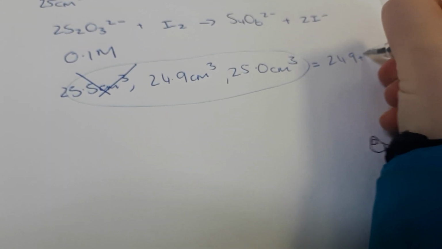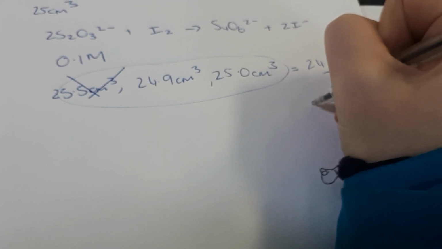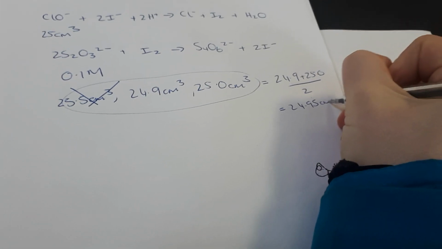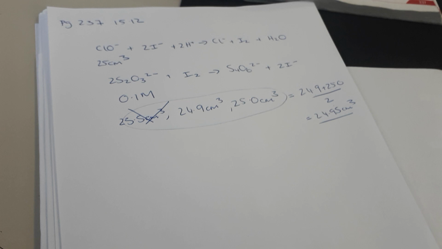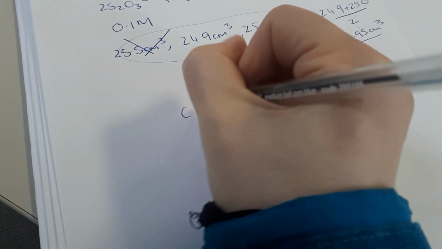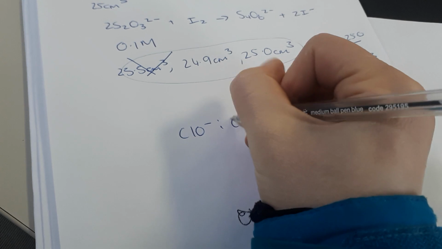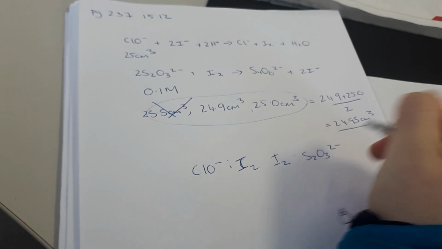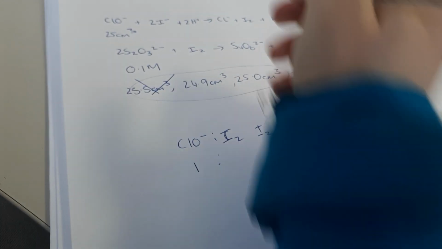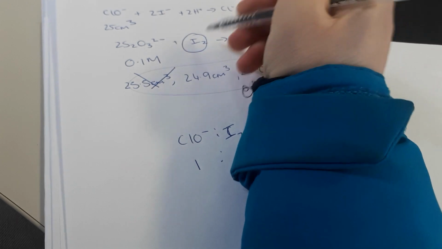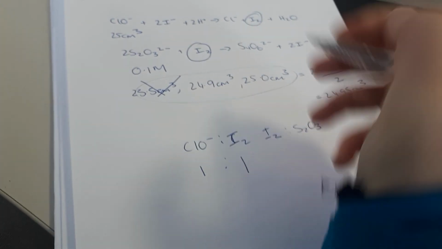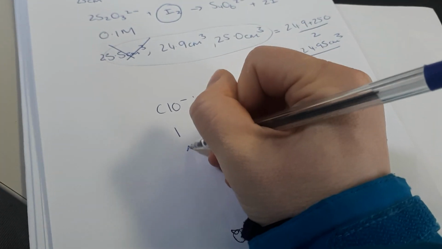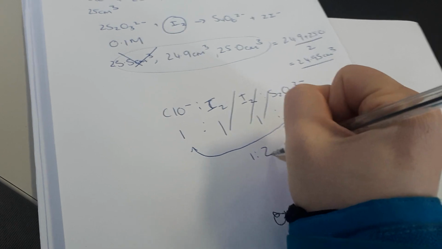So 24.9 plus 25.0, we get the average. So we add the two numbers, divide by the number of numbers, 24.95 centimetres cubed. Next thing we're going to look at here is my ratio. ClO minus is to I2 and I2 is to S2O3 2 minus. So 1 ClO minus, and my iodine acts as my link between my first and my second equation. So 1, and then 1 is to 2 here. My iodines are the same, so my overall ratio is 1 is to 2.